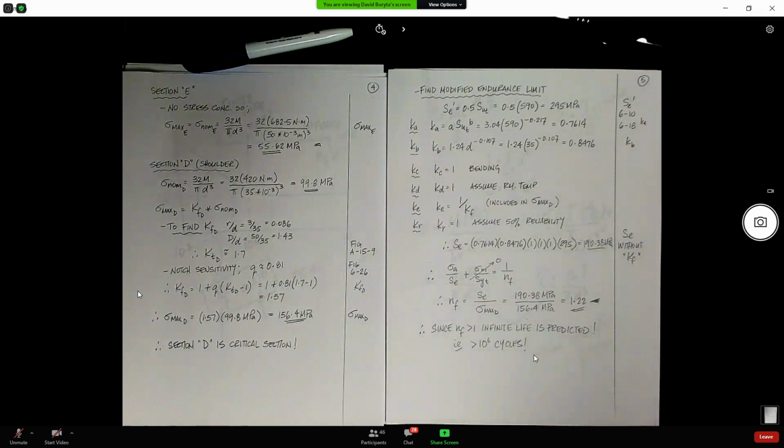That is, it's greater than 10 to the 6 cycles. So if you get a question on the test and it says, will the shaft have infinite life according to this point, as long as this comes out greater than 1, then you say, yes, it has infinite life, greater than 10 to the 6 cycles. If it's less than 1, you say, no, it has finite life, less than 10 to the 6 cycles. Make sense? The procedure is the same over and over again. The methodology is the same. If you follow that roadmap, you should be good.